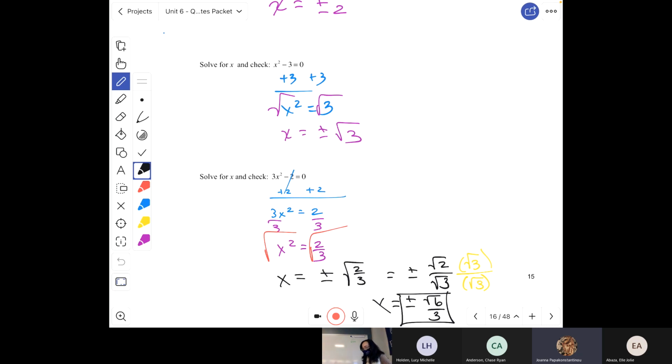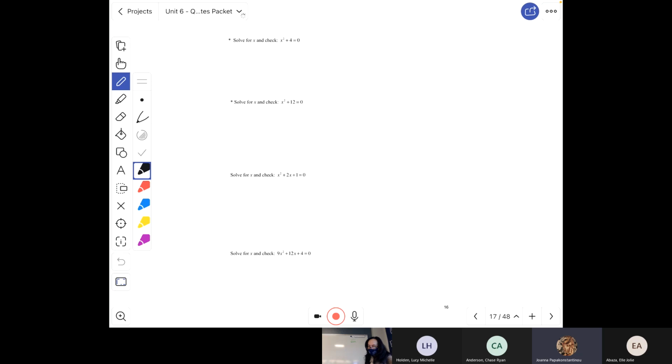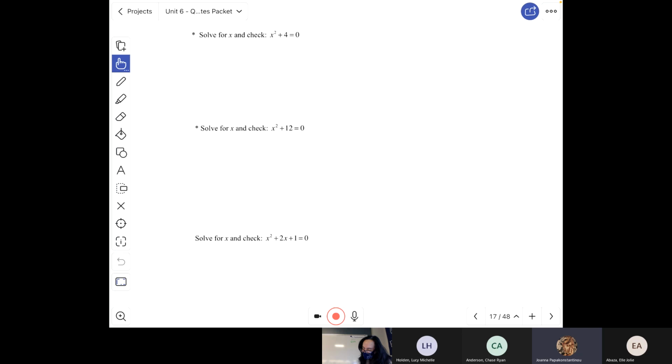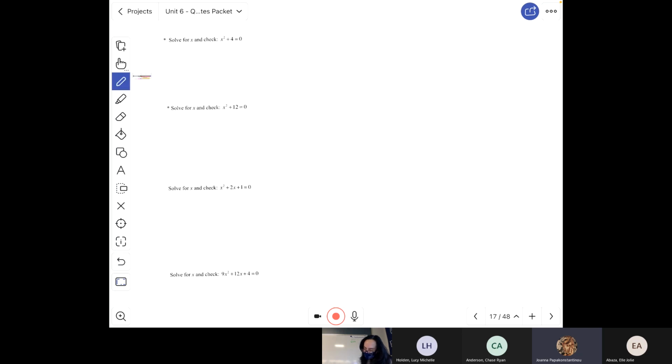Now they get more interesting. This is why we learned imaginary numbers. Look at the next one. What do I do here? Solve for x. What do I do? You start off by subtracting 4. Yes. That's going to give me x squared equals negative 4.